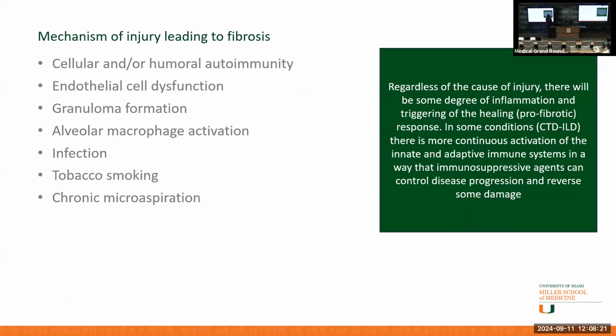Okay, thank you. So how does this occur? We know that there's some mechanism that leads to fibrosis in these patients. And with autoimmune disease, we think cellular and or humoral autoimmunity contributes to this. But there can also be endothelial cell dysfunction. You could be smoking, have infection. There can be activation of the macrophages for different reasons, formation of granuloma in something like GPA. You could have chronic microaspiration, especially in things like systemic sclerosis, where the GI tract is really involved.